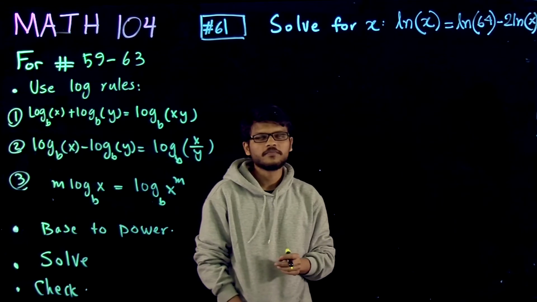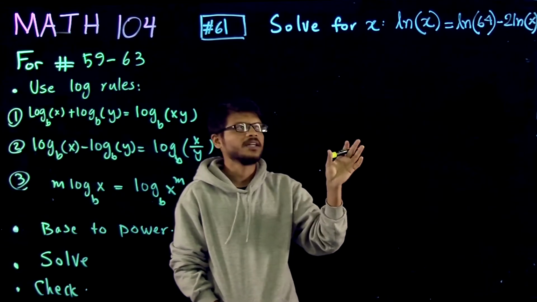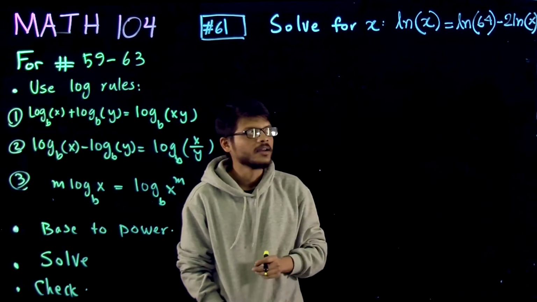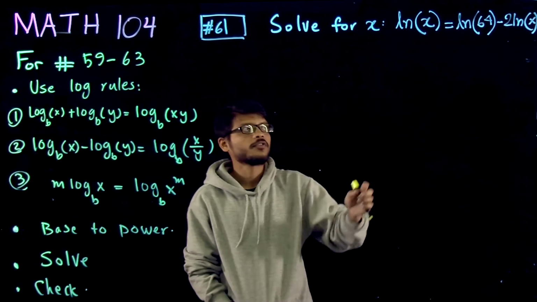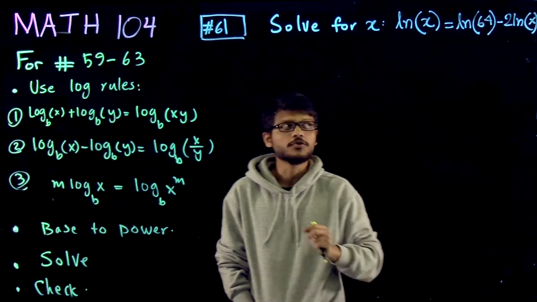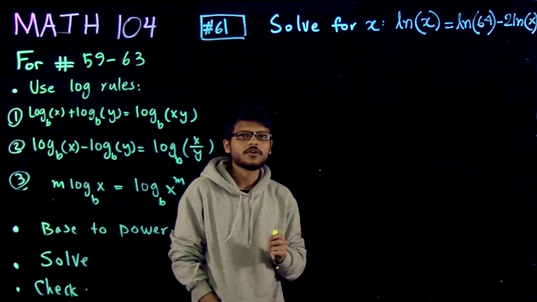So what do we have to do? First of all, we have to combine them in a clever way so that we get only one ln on the right hand side. Now how will you do it? First of all, we have 2 ln x. For this 2 ln x, we have to use one rule. Now, which law are you going to use?